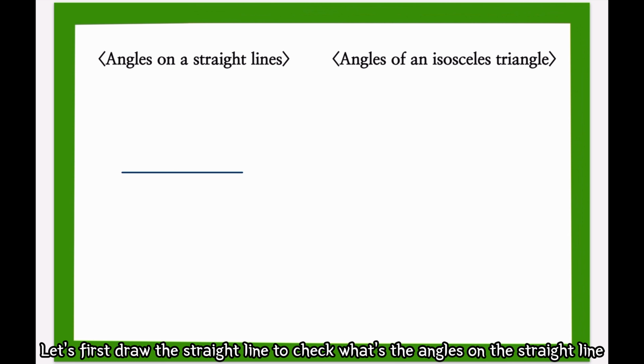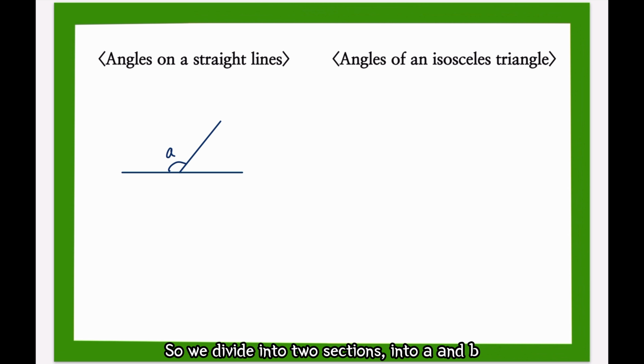Let's first draw a straight line to check the angles on a straight line. So we divide it into two sections, A and B. Then the sum of A and B is 180. This is the angles on a straight line, so try to remember that one.